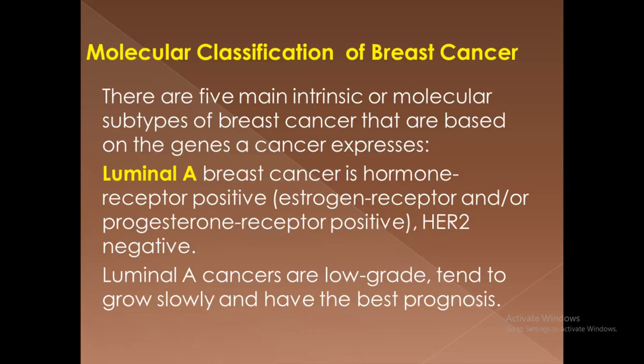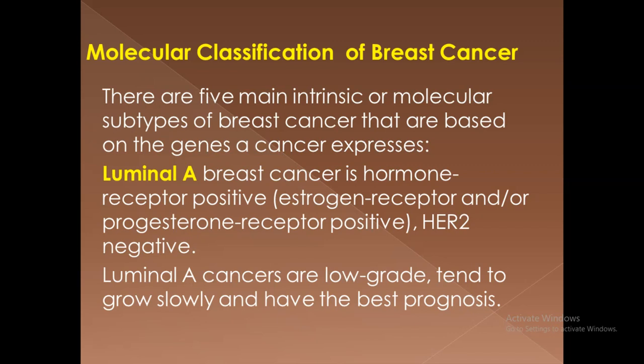Previously we discussed the histological types and histological classification of breast cancer. Now, molecular classification of breast cancer. According to molecular types, we will classify breast cancer into 5 types: luminal A, luminal B type, triple negative or basal-like type, HER2 enriched, and normal-like type.